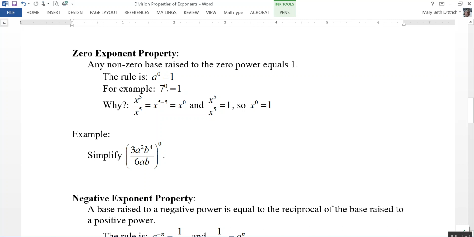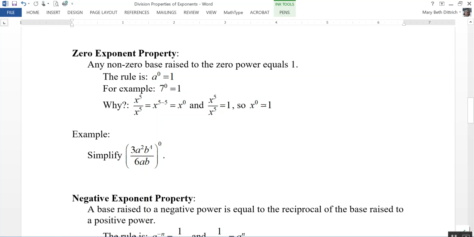Why is that true? Well, if we had something like x to the fifth over x to the fifth, that would be x to the 5 minus 5, or x to the 0. Well, x to the fifth over x to the fifth, we know that that's equal to 1 because you have the same thing on the top and the bottom. So anything raised to the 0 power is going to be equal to 1.